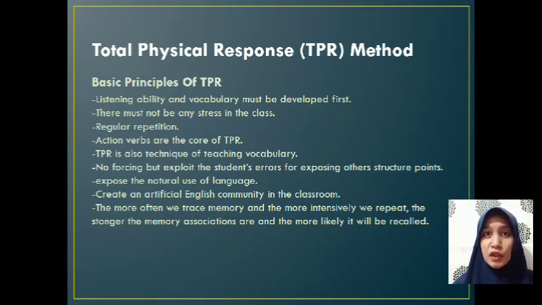Second, regular repetition of action verbs is the core of TPR, and TPR also uses techniques of teaching vocabulary. And then, not forcing but exploiting the students' errors for exposing other structure points. And the last, to expose students to natural language to create an English community in the classroom. The more often we trace memory and the more intensively we repeat, the stronger the memory associations are and the more likely it will be recalled.